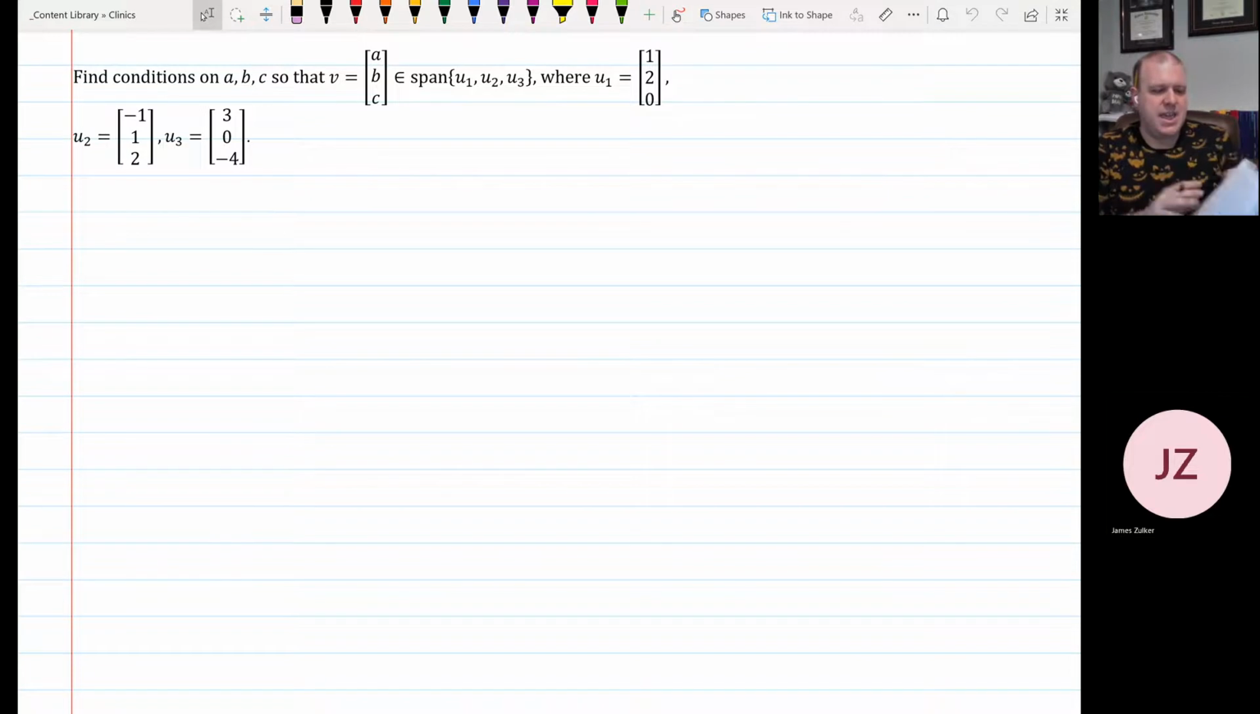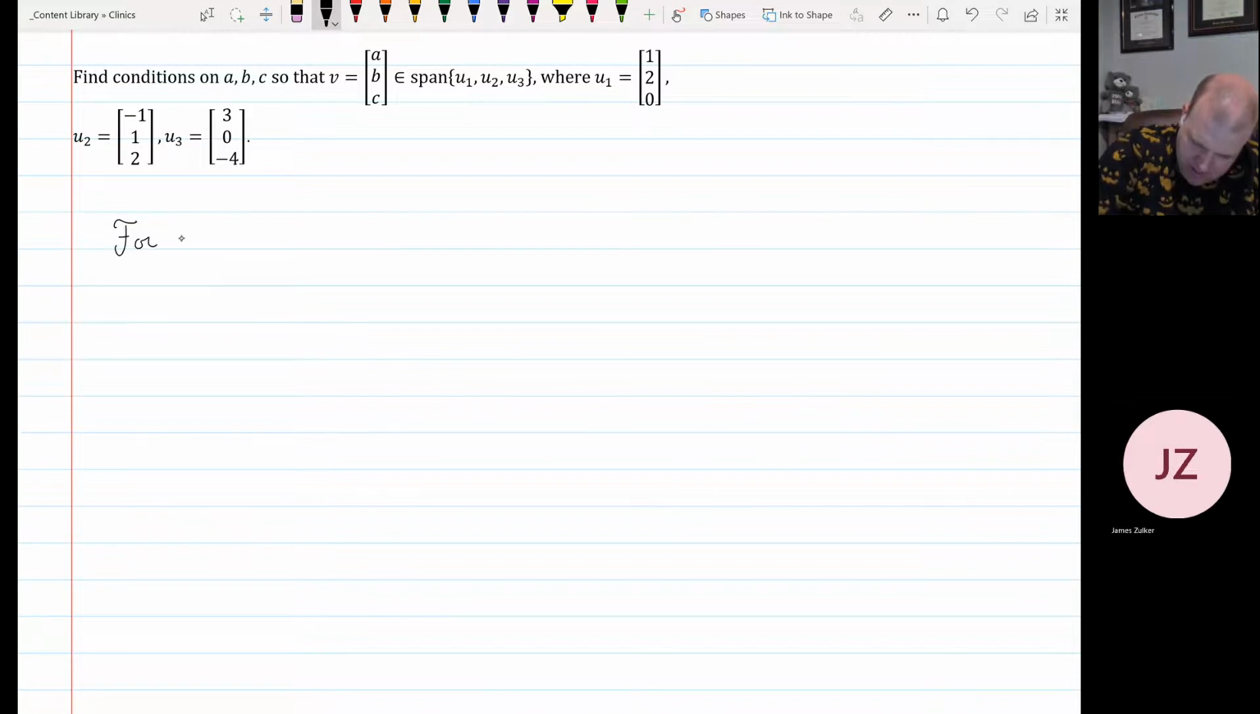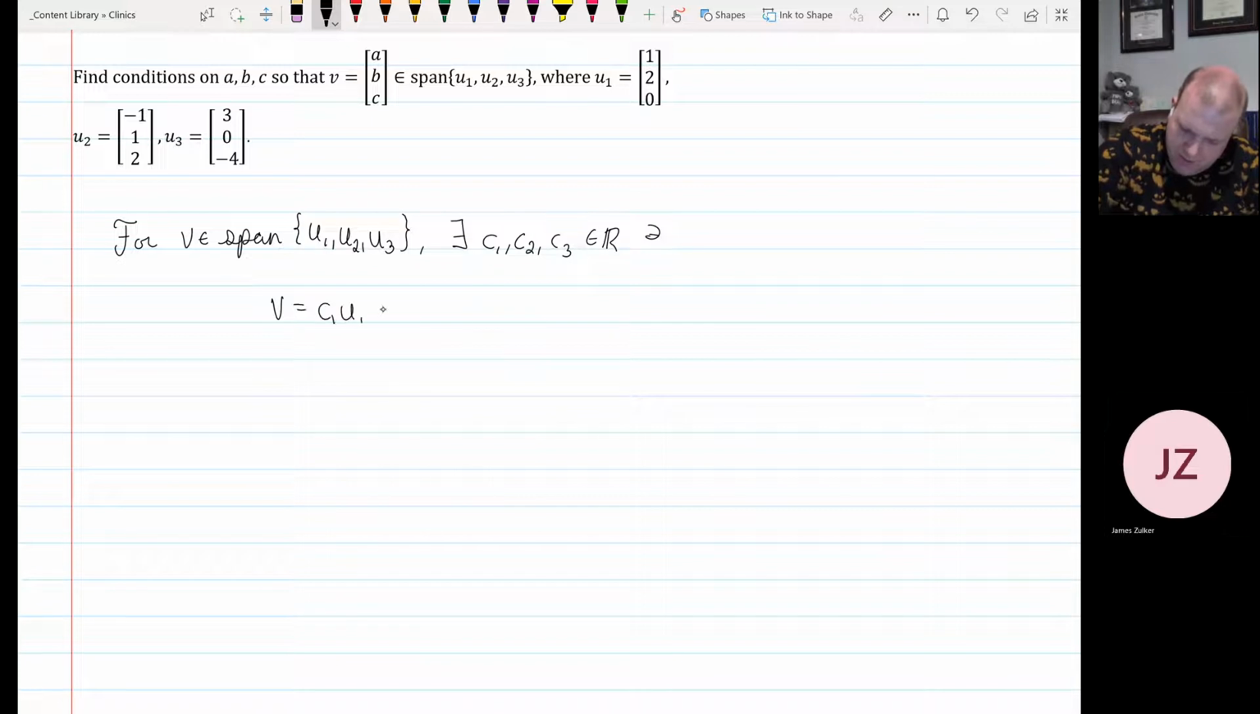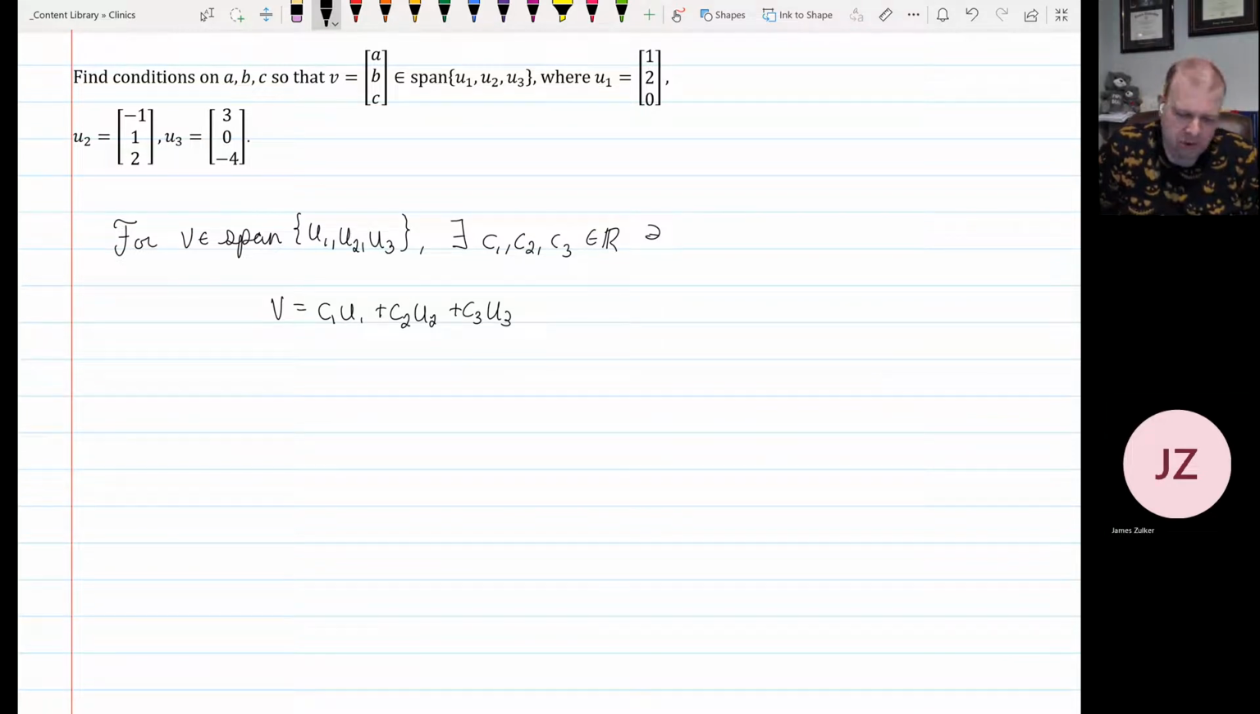Well, for V to be in the span of U1, U2, U3, there has to exist C1, C2, C3 that are constants, such that V is equal to C1U1 plus C2U2 plus C3U3. So the exact same procedure as we did before.